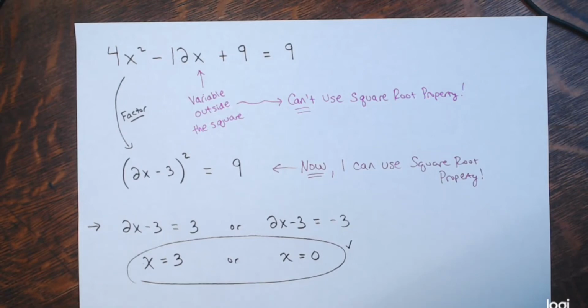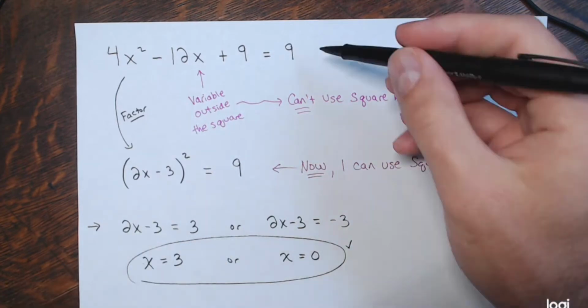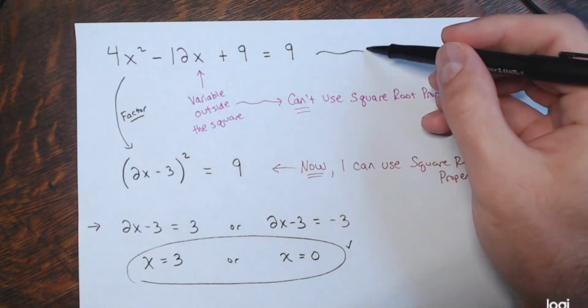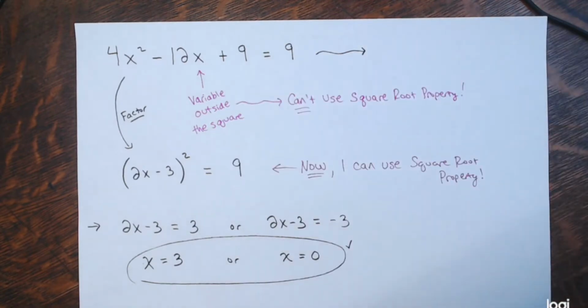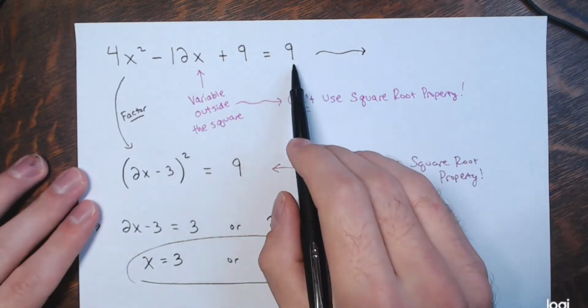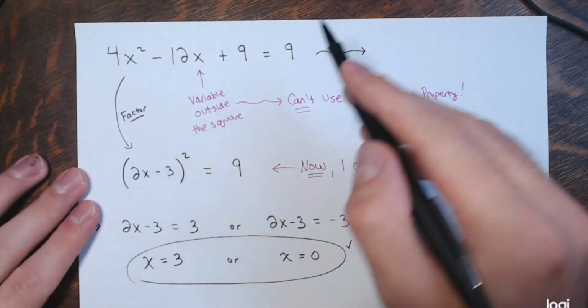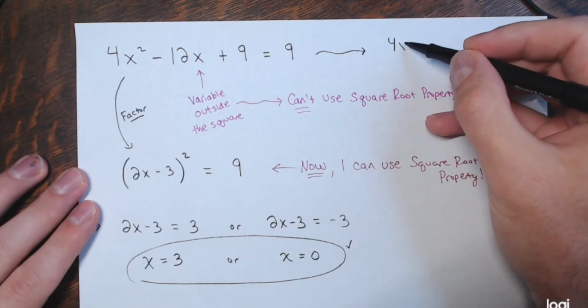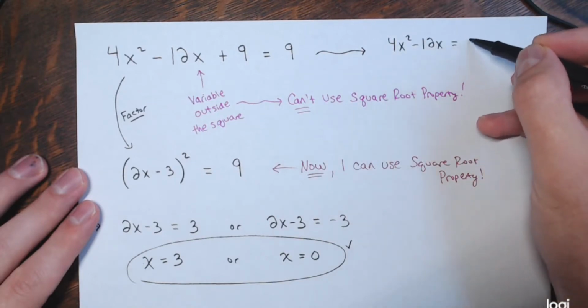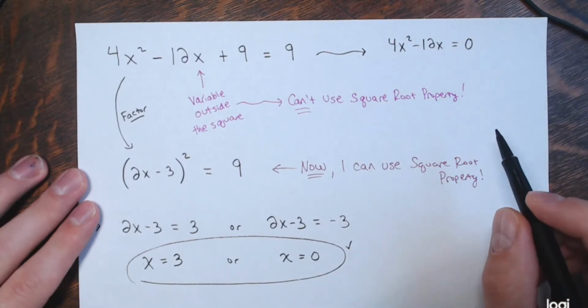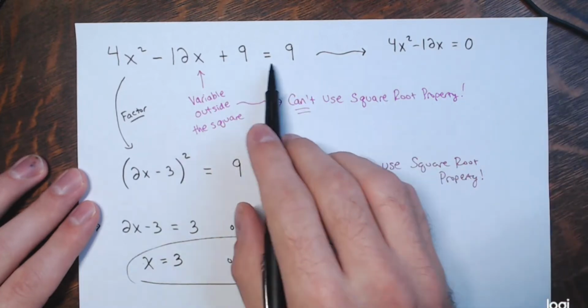All right, great. Now, there is an alternate way you could have done this as well, which would probably be much easier, but they're trying to get you to use the square root property here in this section. But if I were to subtract 9 from both sides, we'd end up with 4x squared minus 12x equals 0. Right? If I subtract 9 from both sides.